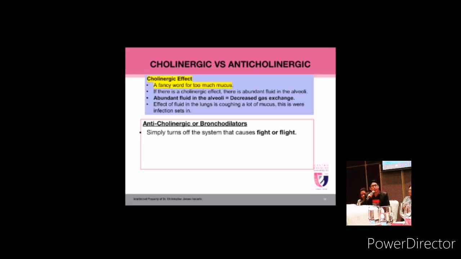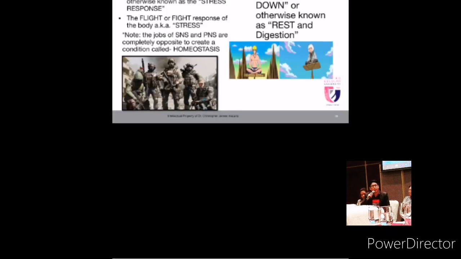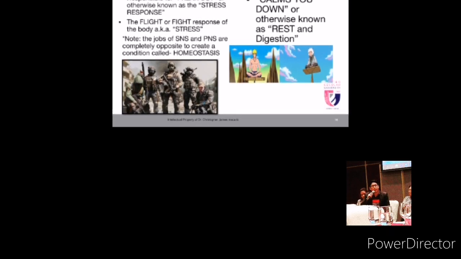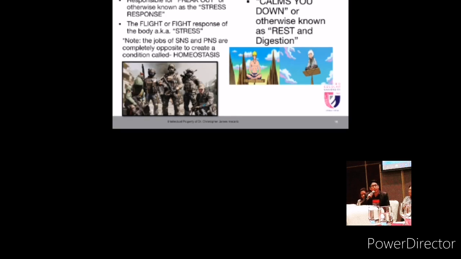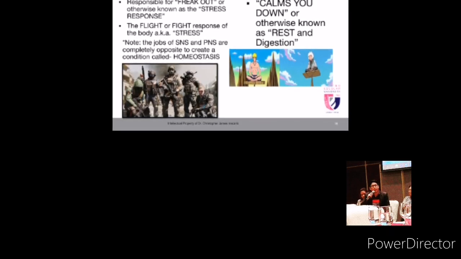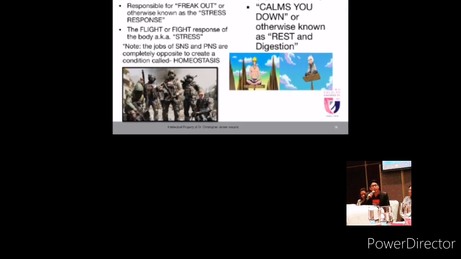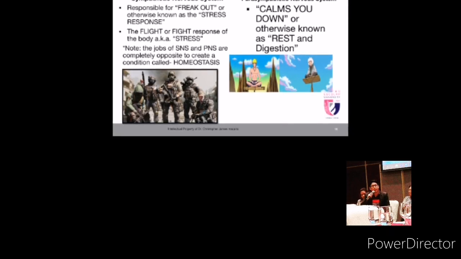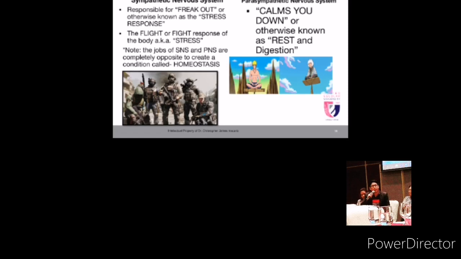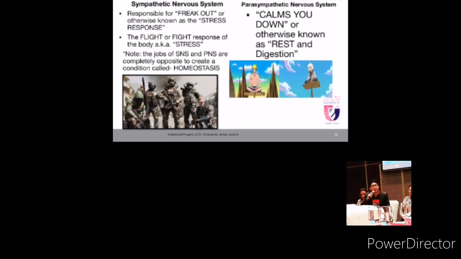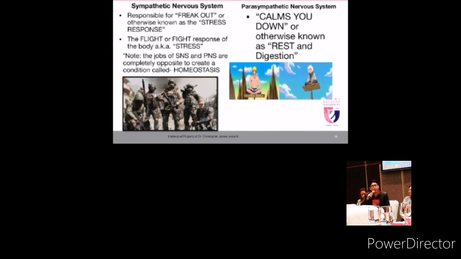Anticholinergics or bronchodilators simply turn off the system that causes fight or flight. Narinig mo na yan. Okay? The difference between the sympathetic nervous system and the parasympathetic nervous system is that the sympathetic nervous system is the one that freaks you out, otherwise termed the stress response or the fight or flight, aka stress. Okay? It freaks you out. So either yung katawan natin is fighting or flighting.